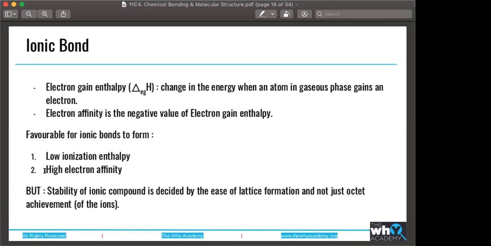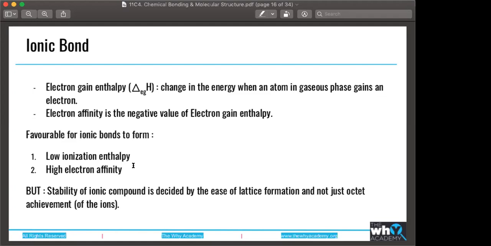Now what does high electron affinity mean? Accepting an electron very easily. Yes. So high electron affinity means a high amount of energy is released when the atom accepts an electron, which means that the anion is more stable than the neutral atom. So the anion forms easily.